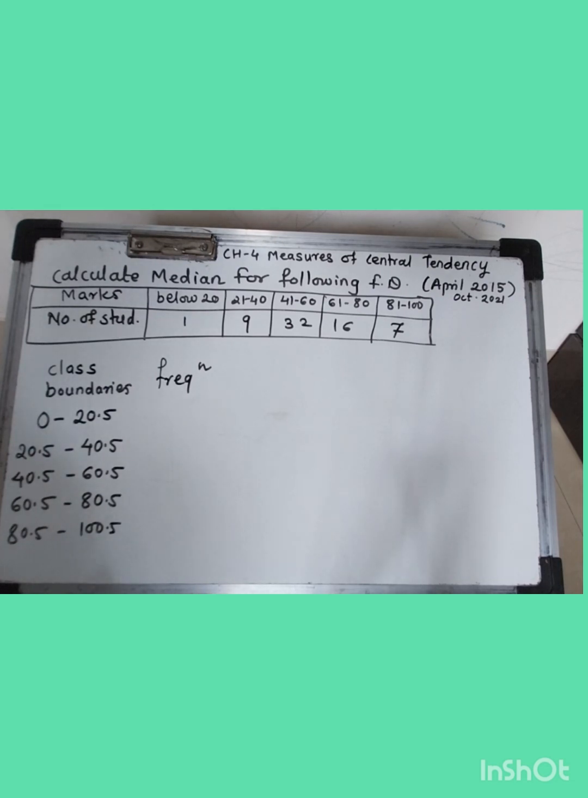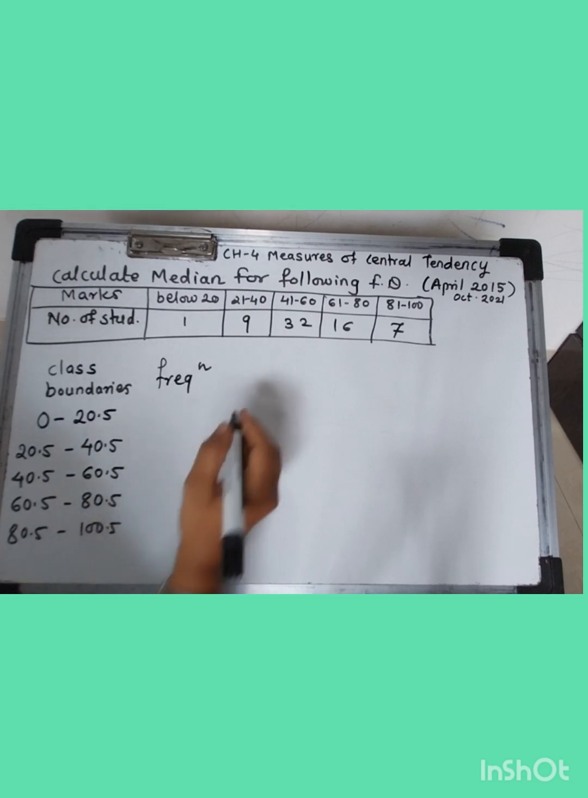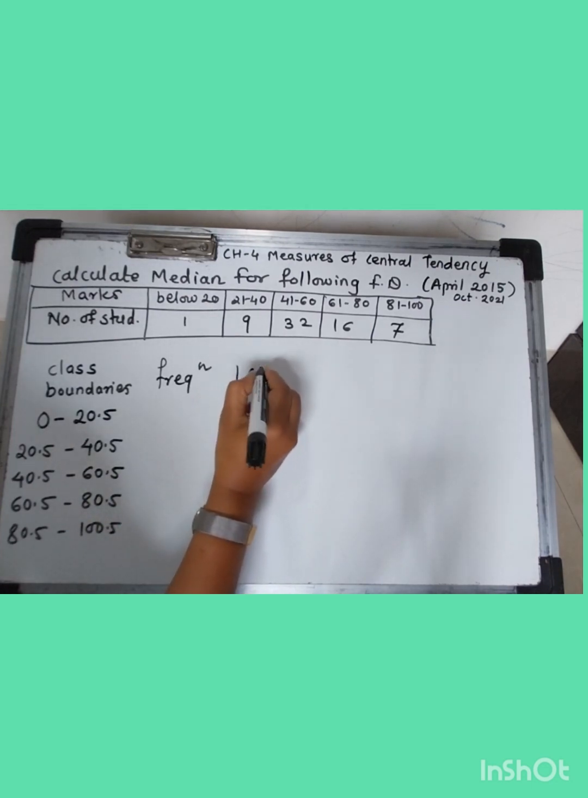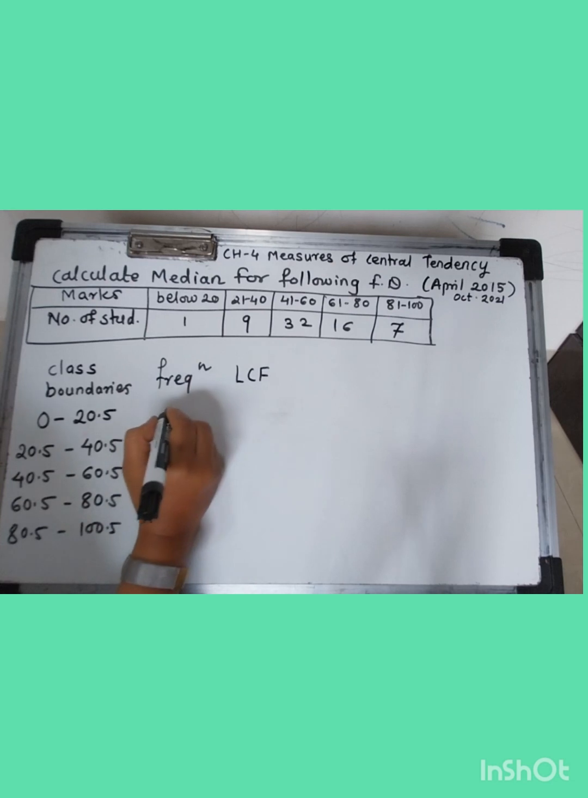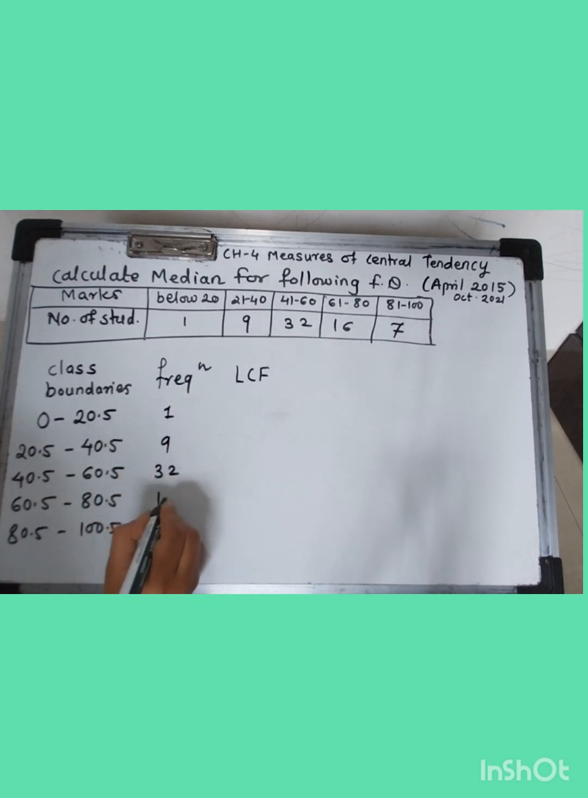Next step, what is the next step? Obtain the less than cumulative frequency. Before that, I write here the frequencies 1, 9, 32, 16 and 17. Okay, total.